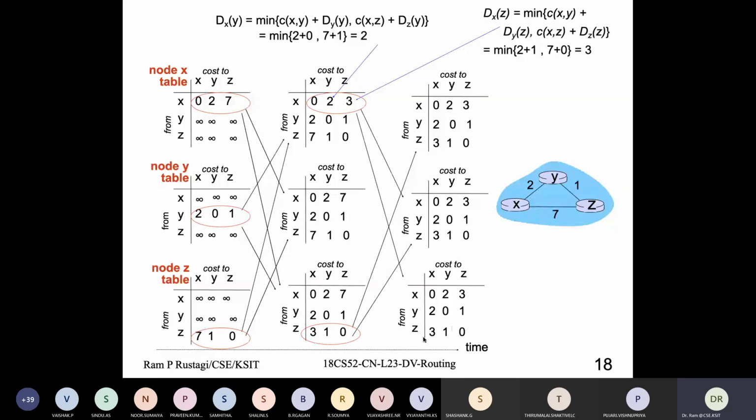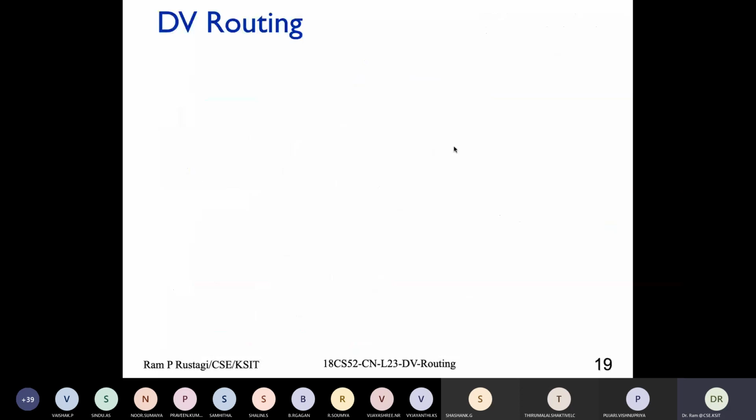And after the computation, the distance vector computation of Z does not change, nor does it change for Y, nor for X. Because it does not change, the computation stops, or what we say, iteration stops. And because iteration stops, we all get the routing information, and that's the way it works.